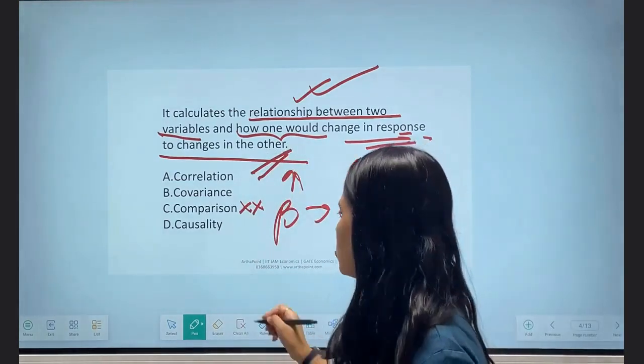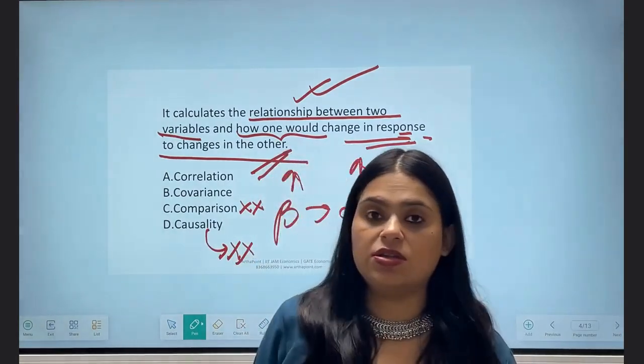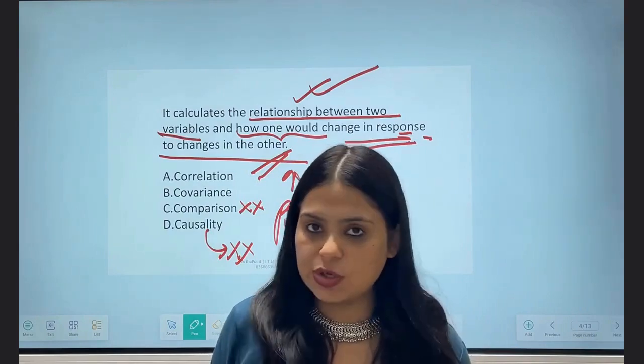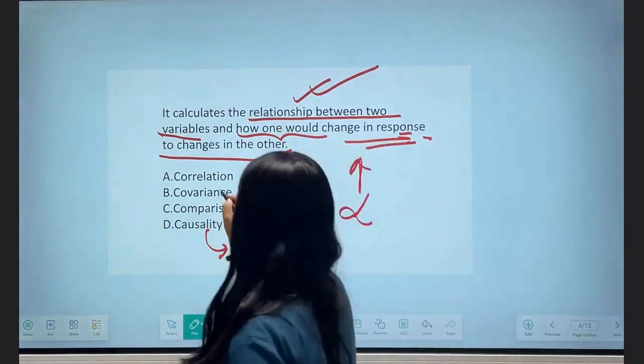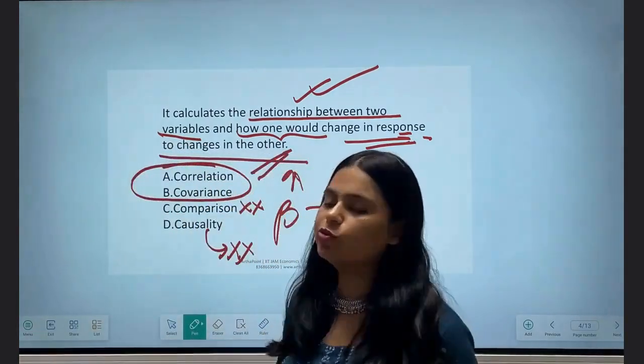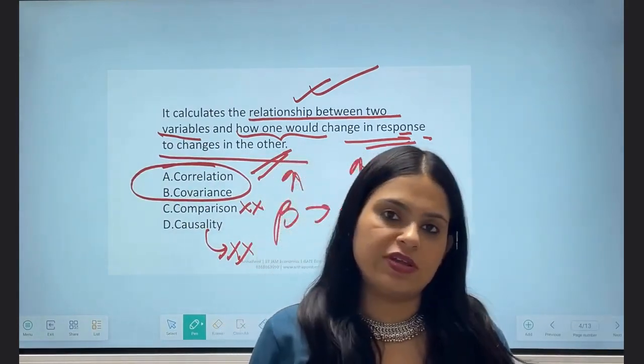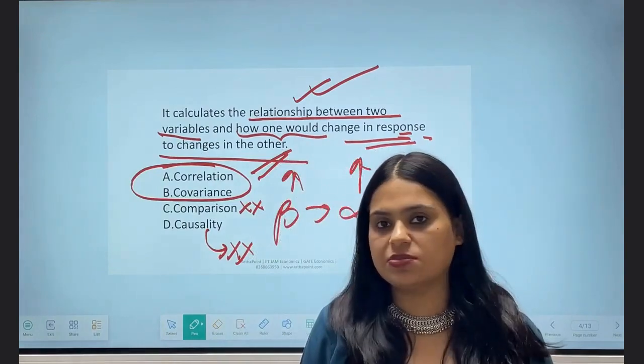Causality भी नहीं हो सकता. One is not causing the other. It's a relationship between two. So it will either be correlation or it will be covariance. यही दो चीजें हो सकती हैं. Either correlation or covariance. Only these two things are possible.